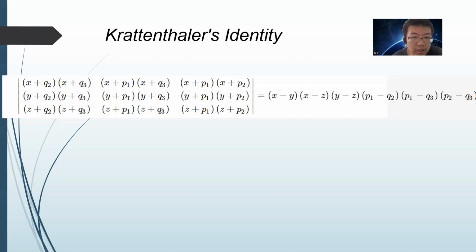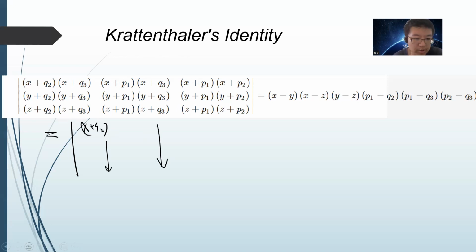Obviously, I can see that these two have a common term, x plus p1, right? So I can do this: I first multiply the second column by -1 and add it to the third column. I fix the previous ones, so this one is the same, and this one is the same.